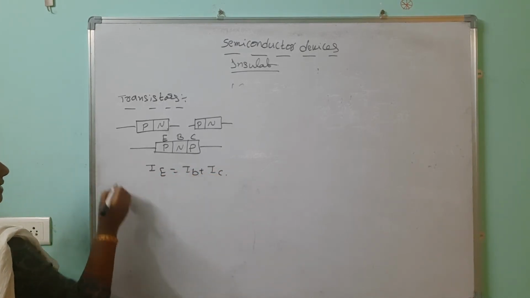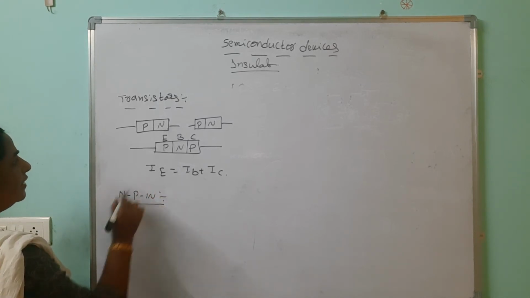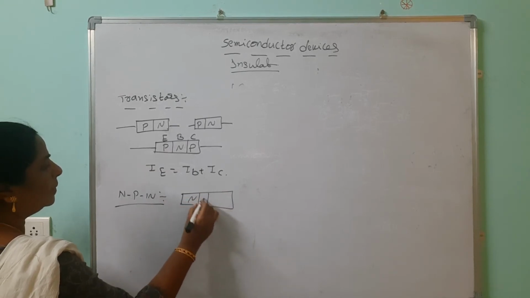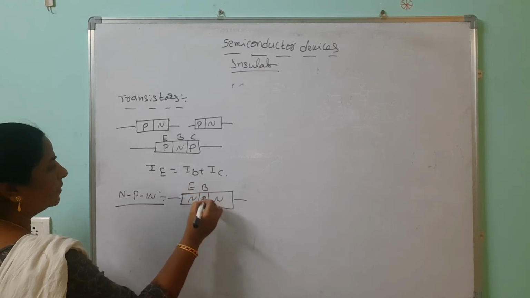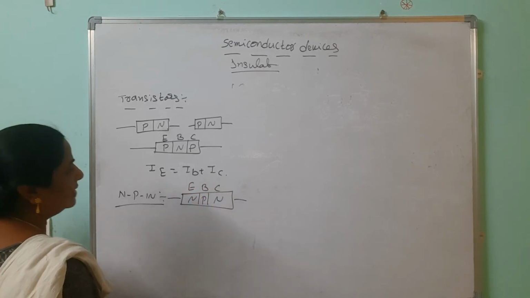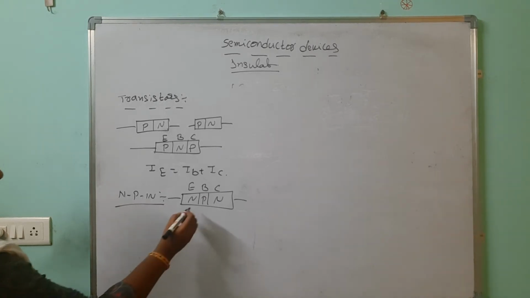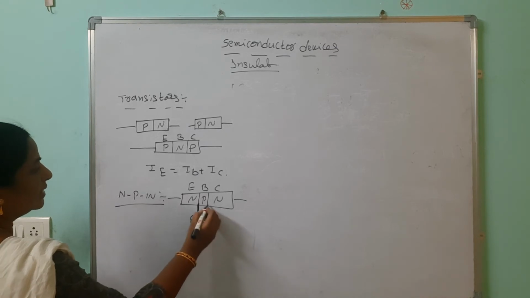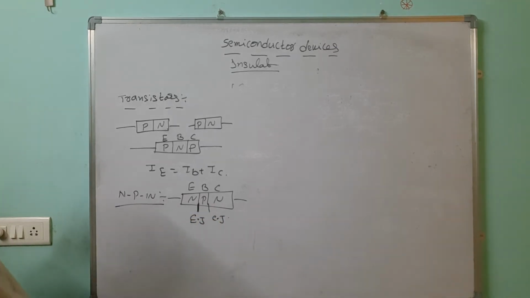And NPN transistor, how to get the NPN transistor? We have to reverse the first one, then you get the NPN transistor. Here this is the emitter, this P type is the base and this is the collector. So there are 2 types of transistors, and always remember that this junction is called the emitter junction and this is called the collector junction.